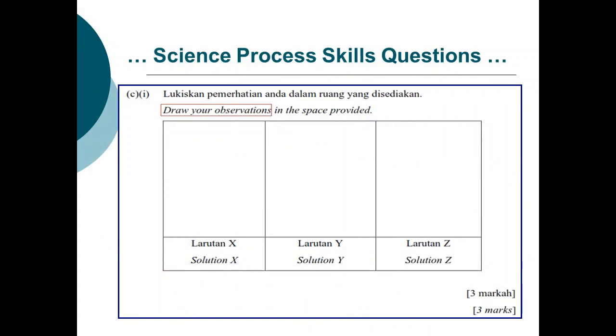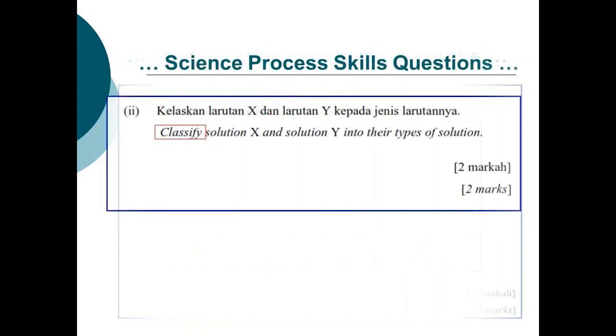Question C1. Draw your observations in the space provided. From here, we can see that observation can be in a sentence and also can be in the form of drawings. Okay, now we go to question C2. Classify solution X and Y into their types of solution. So the science process skill tested here is classifying.